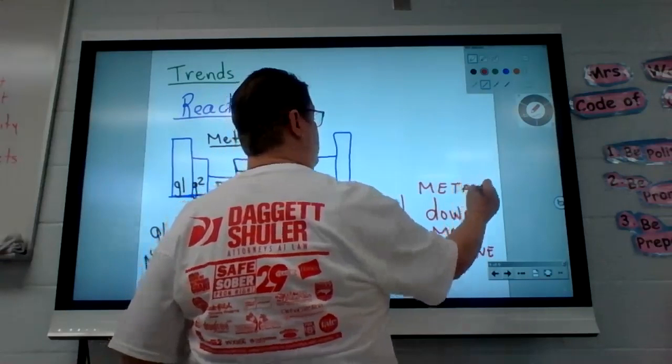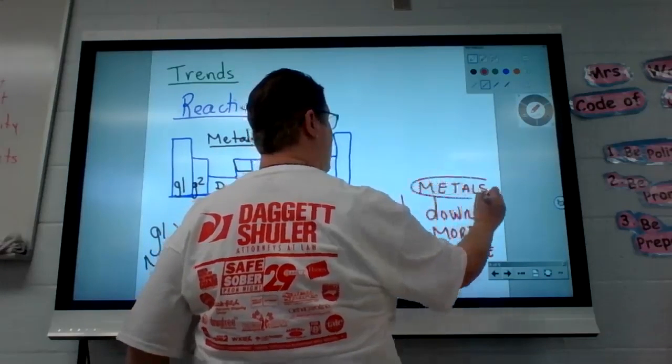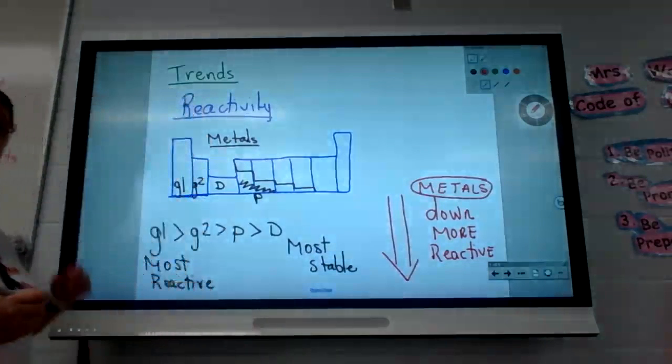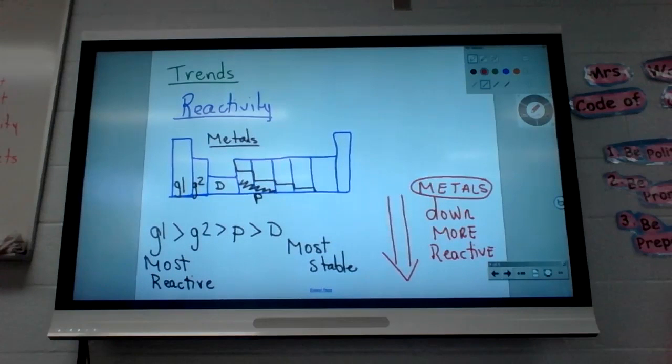Now, notice that I said for metals, they get more reactive as you go down. Now, those of you who are talking, shut up. If we had all A's, I could work with it a little better. But unfortunately, we don't. We don't even have all A's and B's. Now notice I specified that metals get more reactive as we go down.